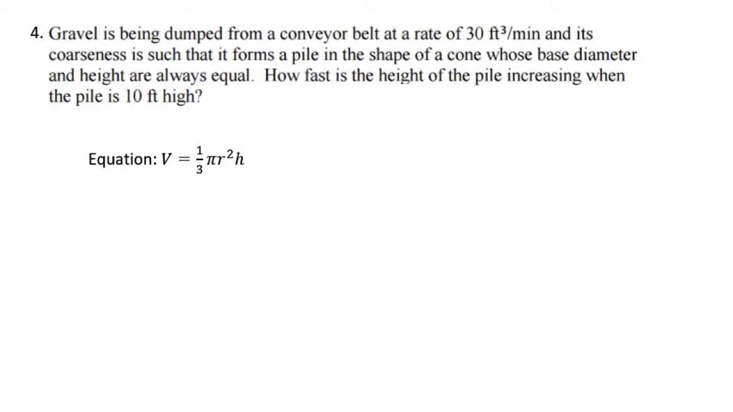Right, so number 4, gravel is being dumped from a conveyor belt at a rate of, and notice that's cubic feet per minute. So that's going to be, looking at our formula, which is a volume, so we're going to have dV/dt equal to 30 feet cubed per minute.